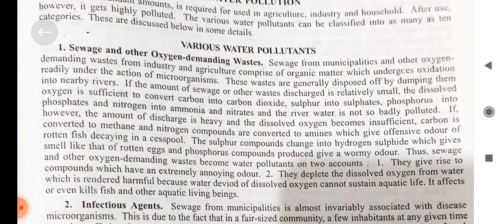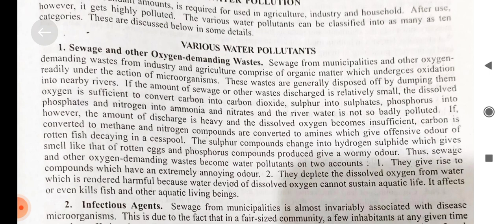not so badly polluted. If, however, the amount of discharge is heavy and the dissolved oxygen becomes insufficient, carbon is converted to methane and nitrogen compounds are converted to amines, which give the offensive odor of rotten fish decaying in a cesspool. The sulfur compounds change into hydrogen sulfide, which gives a smell like that of rotten eggs, and phosphorus compounds give a garlicky odor. Thus, sewage and other oxygen demanding wastes become water pollutants on two accounts.